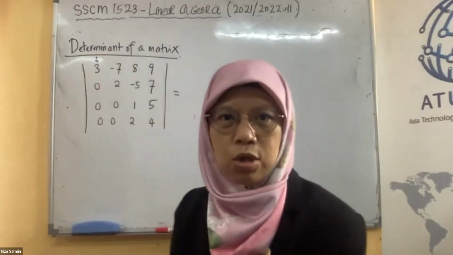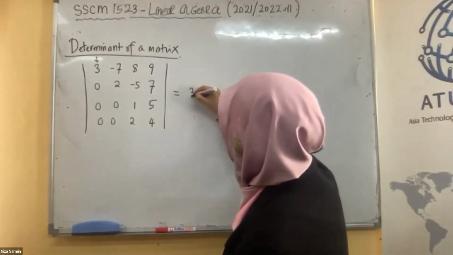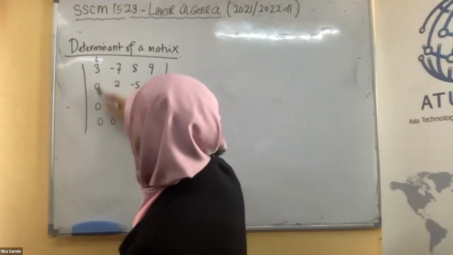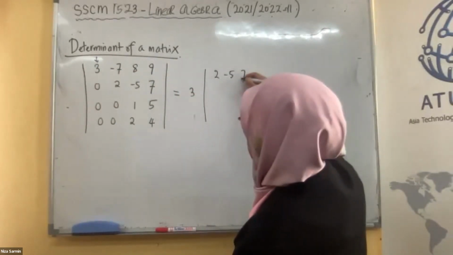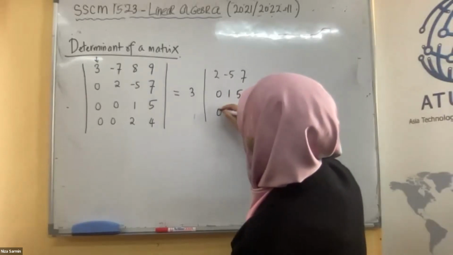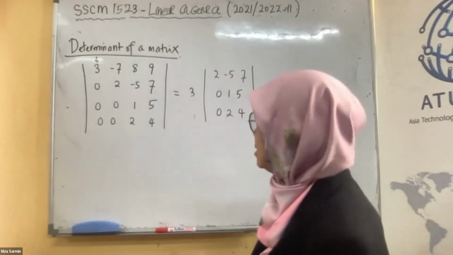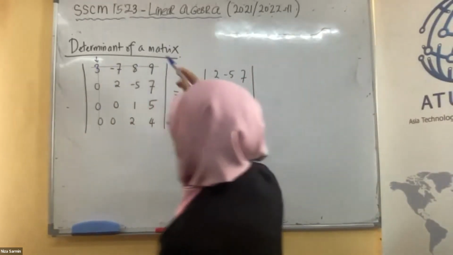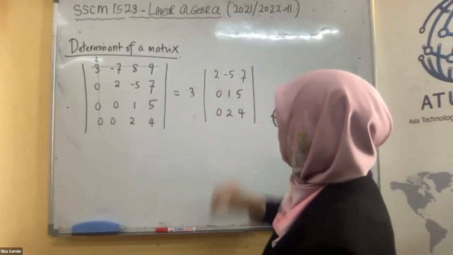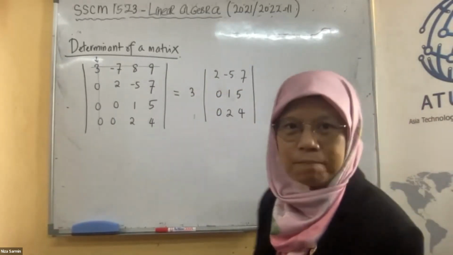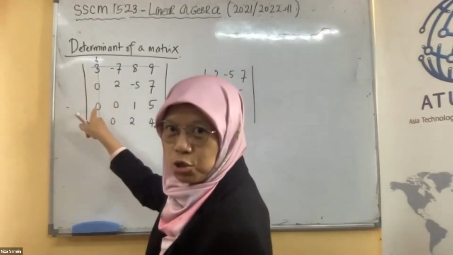Alright. So first column. So I will write 3, because this is 1 start here. And then I will write 2, -5, 7, 0, 1, 5, 0, 2, 4. Jangan sibuk nak menyalin. Look here, because later on you will miss some of the information, right? So 3, and then the rest. But you also have the others, don't forget.